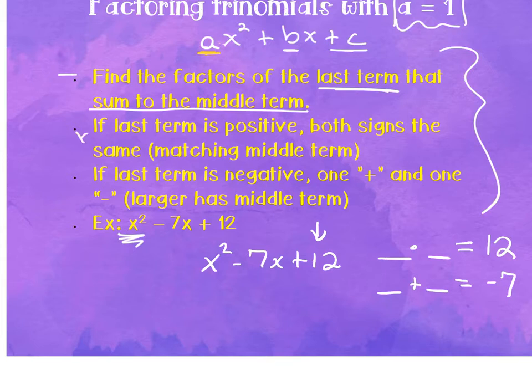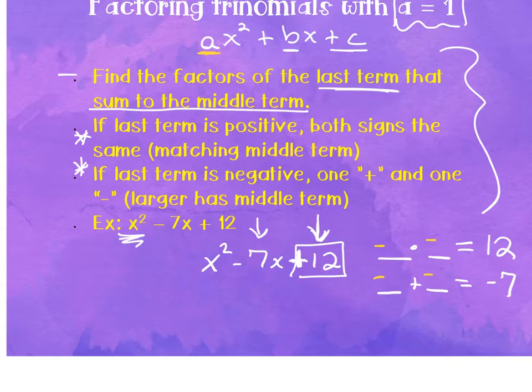Now, a little hint here. If the last term is positive, then we know the signs on our two factors must be the same. Remember, in order to get a positive number when you multiply, you either need a positive times a positive or a negative times a negative. Then we look at the middle term, and that tells us what the two signs will be. Because my middle term is negative, that tells me the two numbers I'm looking for are both going to be negative.